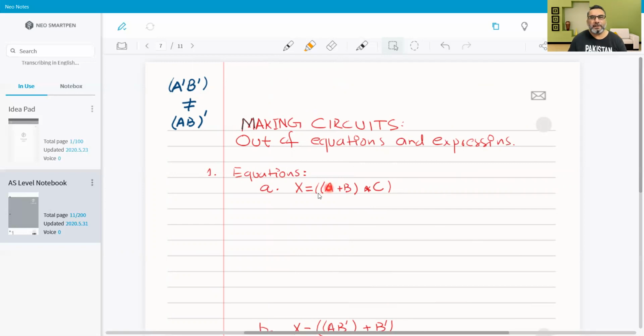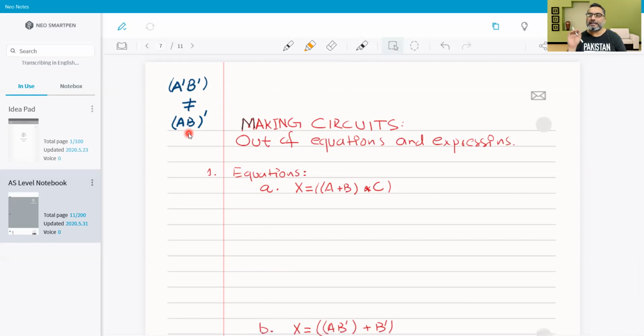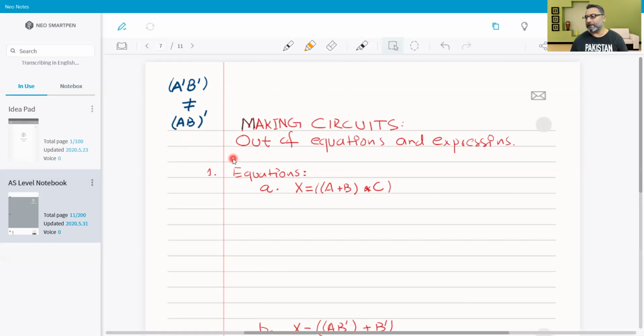Before we go any further, the most important thing that you have to remember is that it is a general delusion that A naught, B naught is equal to AB whole naught. No. A naught, B naught is not equal to AB whole naught, or AB whole naught is not equal to A naught, B naught. So do not think that way. This is absolutely necessary to remember.